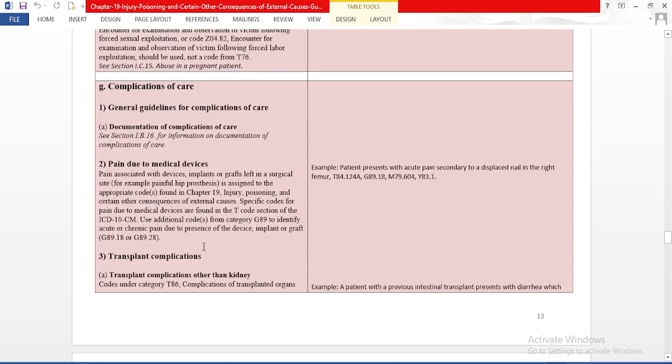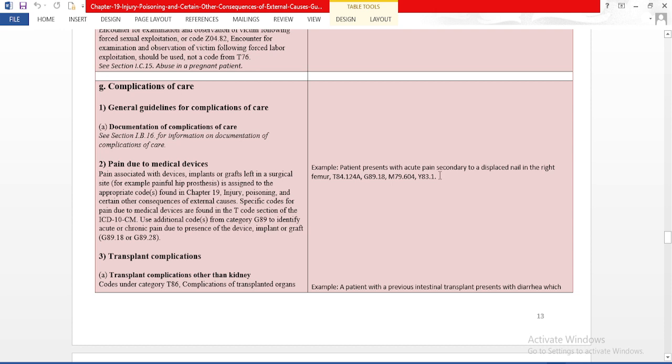Next important one is complications of care. General guidelines for complications of care. Documentation of complications of care. We will check in other chapter. Pain due to medical devices. So if the patient has acute or chronic pain, we need to code additional code.